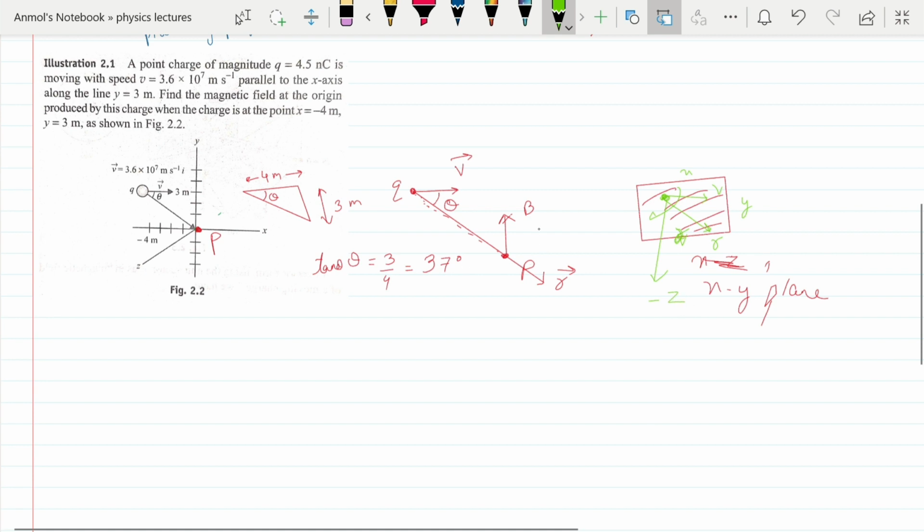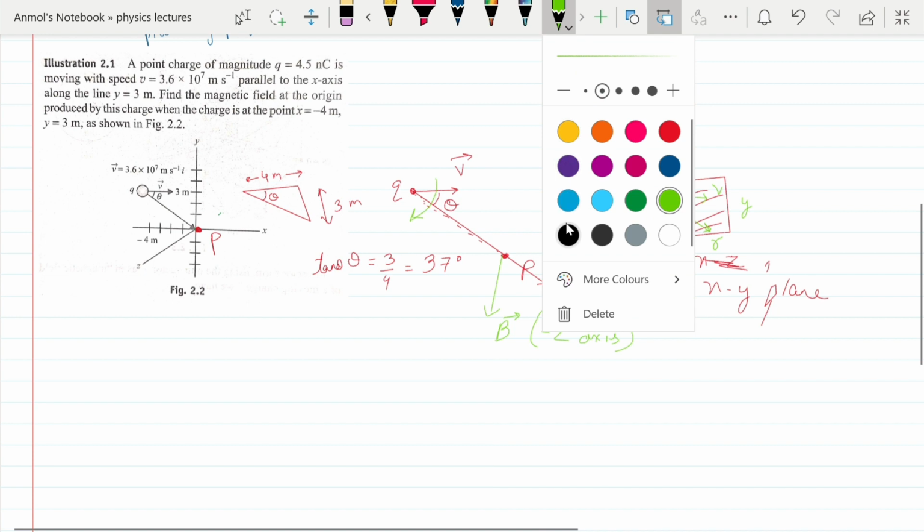Let me just correct this at this point also: when you're talking about V cross R, you have to rotate your vectors V cross R, and using the screw rule or right hand thumb rule, the magnetic field at this point will be downward. Downward, and it is which axis? It is the minus Z axis. Okay, students, so the magnetic field will be like this.